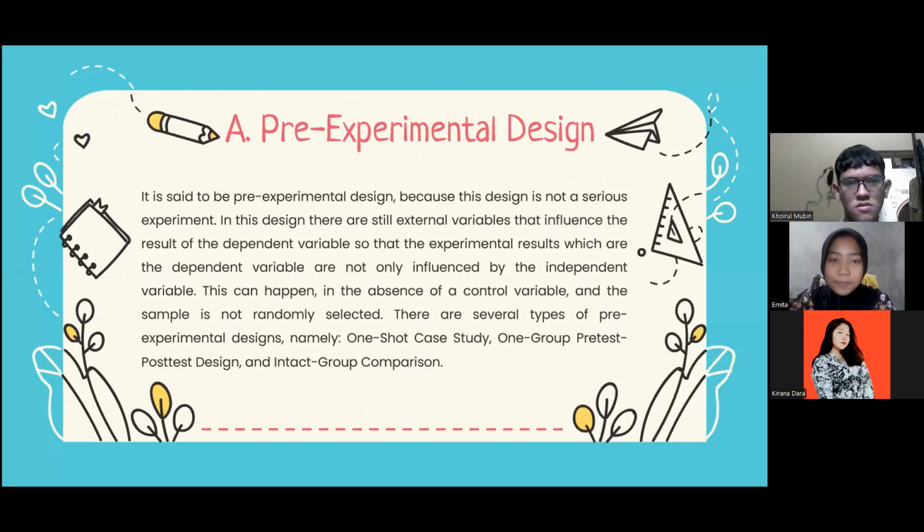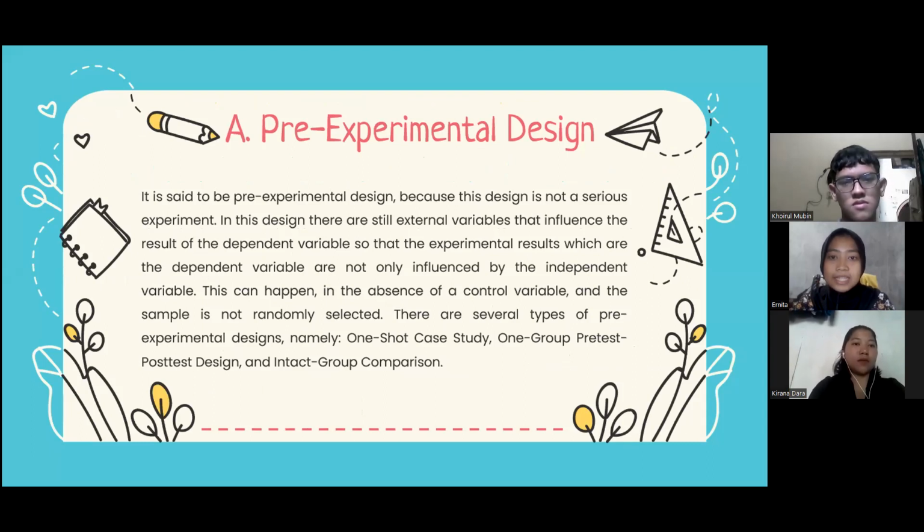The first one is pre-experimental design. It is said to be pre-experimental design because this design is not a serious experiment. In this design, there are still external variables that influence the result of the dependent variable, so that the experimental results, which are the dependent variable, are not only influenced by the independent variable. This can happen in the absence of a control variable, and the sample is not randomly selected. There are several types of pre-experimental design, namely one-shot case study, one group pre-test post-test design, and intact group comparison.